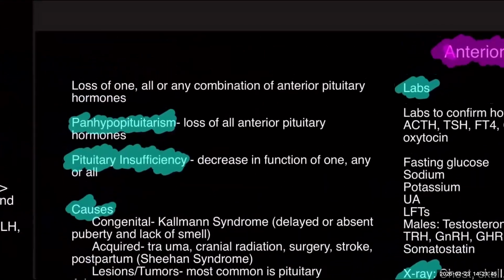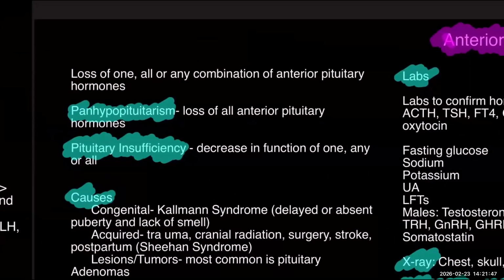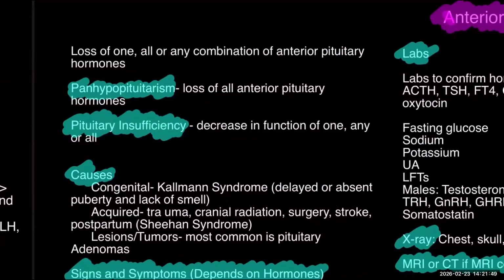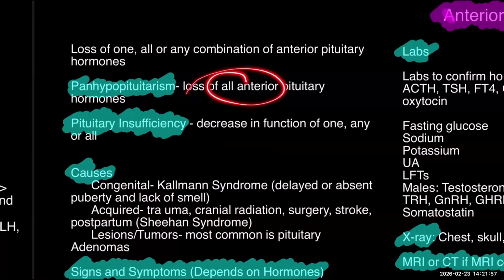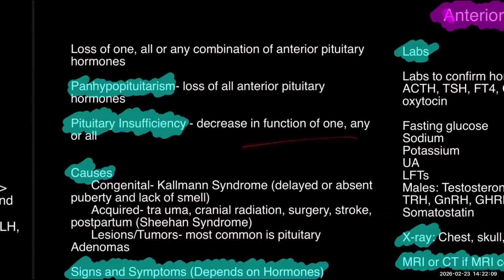And in this case, they're going to lose one or any combination of our anterior pituitary hormones. Panhypopituitarism is loss of all the hormones. So pan means across. We're going across, all the hormones are gone. You can also have pituitary insufficiency, where it's a decrease in function of one, any, or all of the hormones.